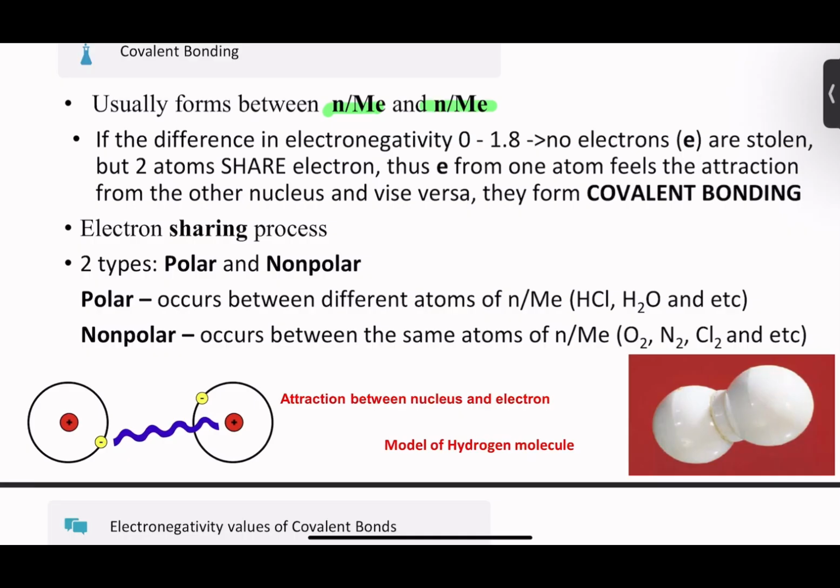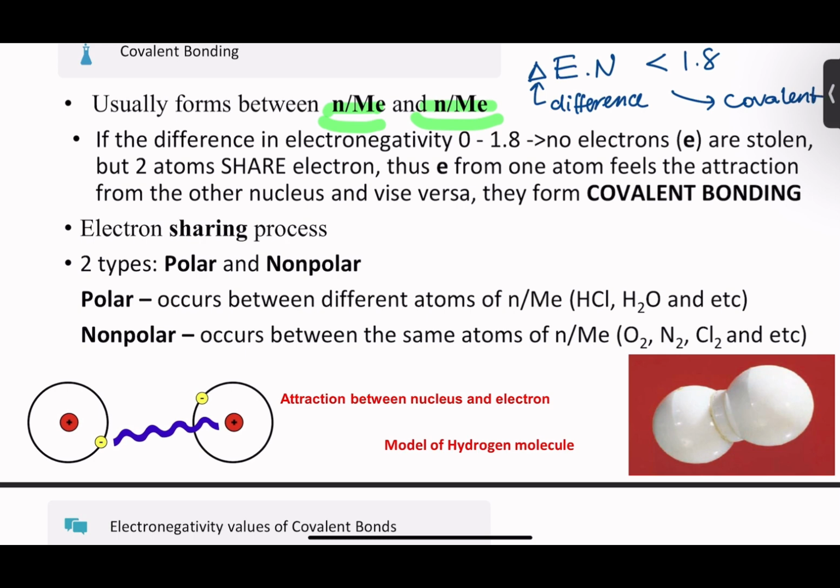Now we're going to talk about covalent bonding. Covalent bonding happens between non-metal and non-metal. The electronegativity difference between them is going to be less than 1.8. Electronegativity, we talked about it, is the ability to attract electrons. If the electronegativity difference is less than 1.8, it is covalent.